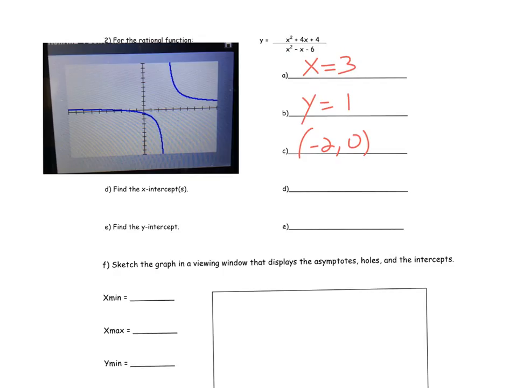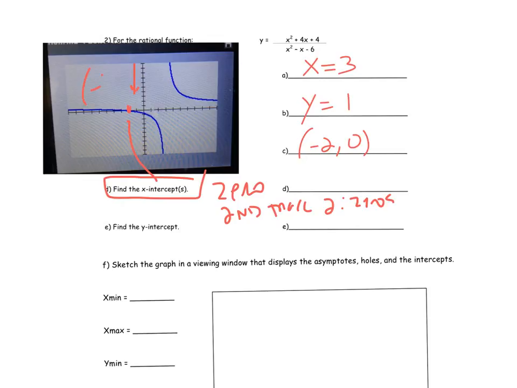Next up, we want to find the x-intercept, or the zero of the function. And we're going to be using the same technique that we used to find the zeros of a polynomial. We're going to go to our Calculate menu, second, and then Trace, and choose option 2 for zeros. And it looks like here, based on the calculator, it tells you that there's a 0 at the point -2, 0. However, we learned from before that at -2, 0, there's a hole in the graph.